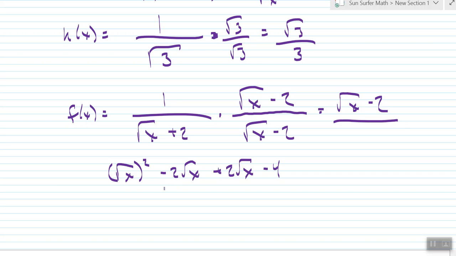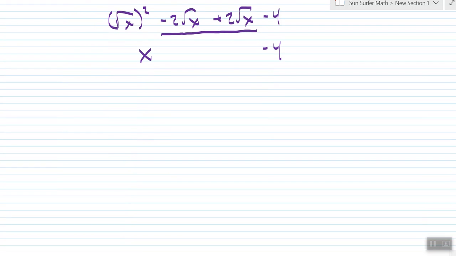Now, what's going to happen when we're multiplying conjugates is these two terms will always cancel out. The square root of x squared is simply x, and then we have this minus 4. So over here in the denominator, we simply have x minus 4. And so we no longer have a radical in the denominator. It is rationalized. Okay, let me give you a couple examples for an exercise.